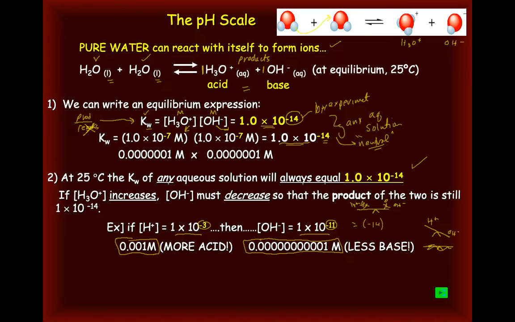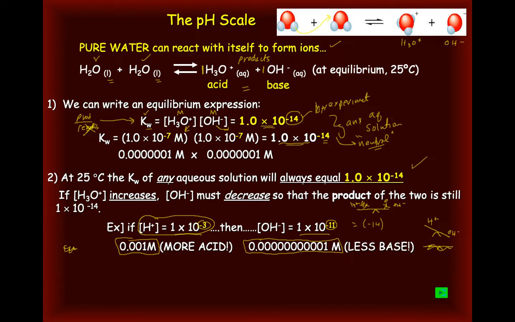All right. So what we're going to do is come up with an expression so that we can make this a little bit easier to deal with, because dealing with molarities and all these zeros and numbers and minus exponents makes it very tough to have casual conversations about acids and bases. So what we do is we develop the pH scale, and what we're going to simply do is take the acid concentration, the H plus concentration. We're going to use this.